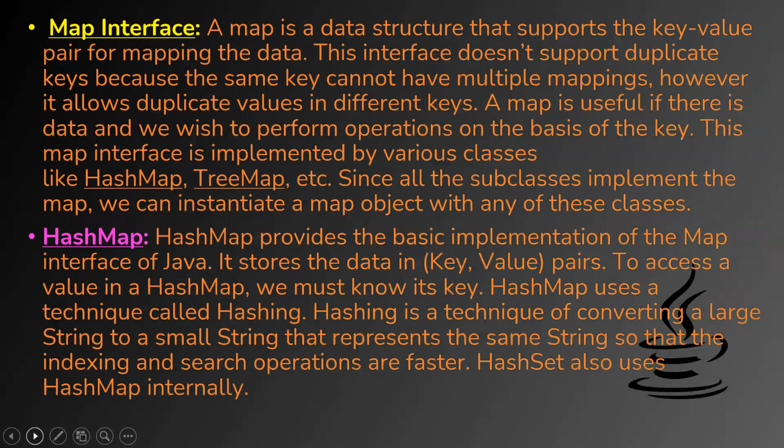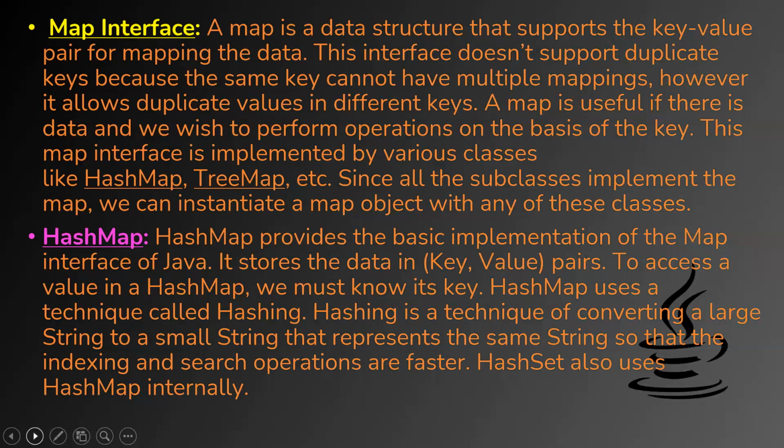Map interface. A Map is a data structure that supports key value pair mapping of data. This interface does not support duplicate keys because the same key cannot have multiple mappings. However, it allows duplicate values for different keys. A map is useful if there is data and we wish to perform operations on the basis of a key. This Map interface is implemented by various classes like HashMap, TreeMap, etc. Since all the subclasses implement the Map, we can instantiate a Map object with any of these classes.